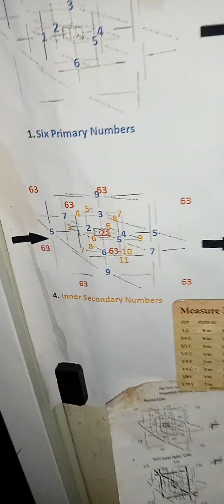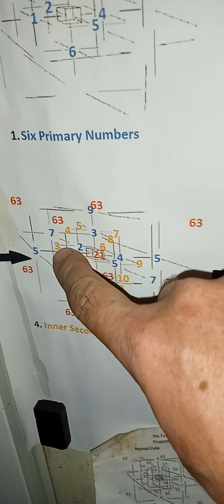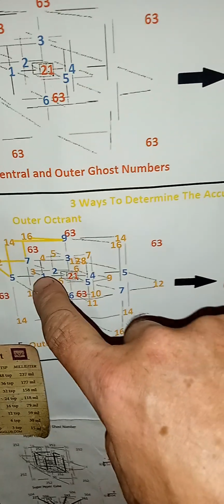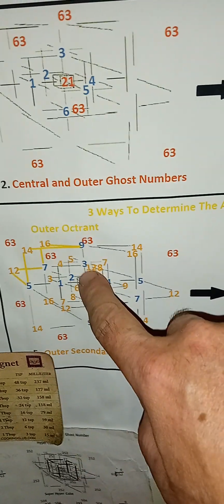Then you add the cubicle. You add to the corners to get the secondary numbers. And then you do the secondary numbers to the outside as well. And these are the 3 ways to determine the accuracy of the cube.